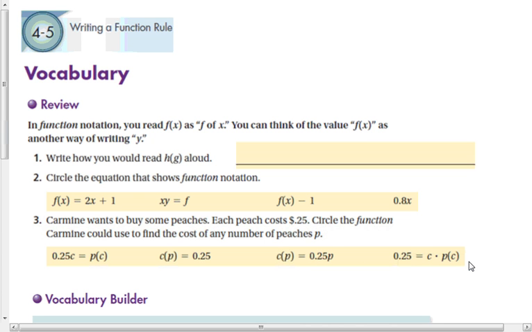Hi students, this is lesson 4.5, writing a function rule. We're going to learn how to write equations that represent functions, and we're going to learn how to use function notation. Here's an example of that. Go ahead and check out this review. Make sure you read this part carefully. I'm going to pause now.